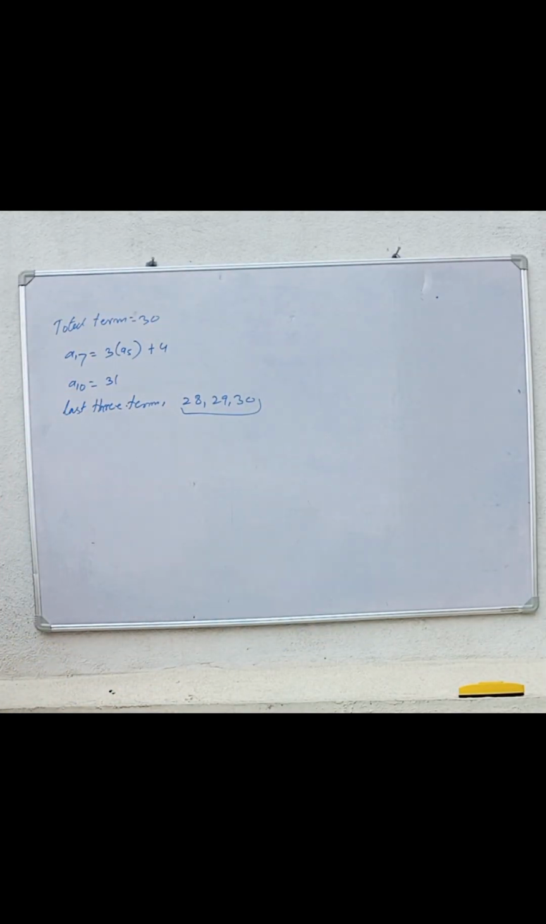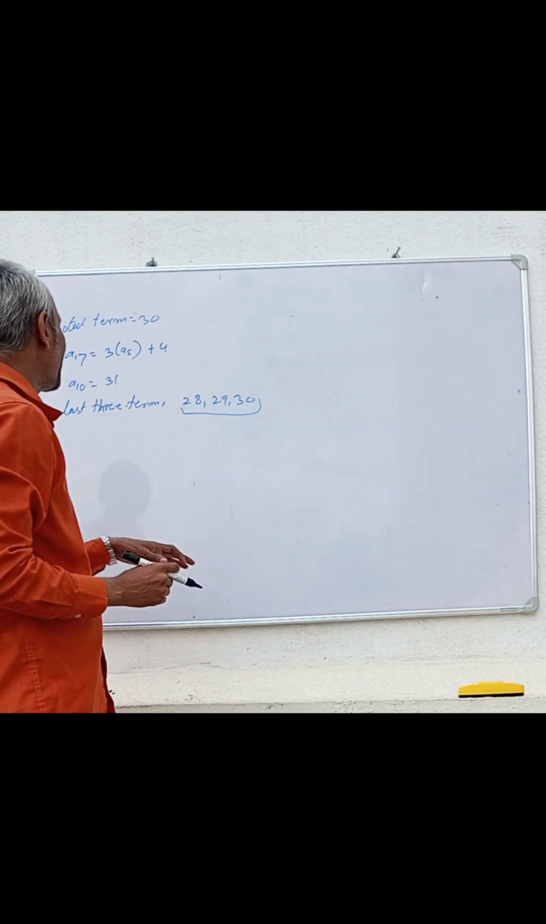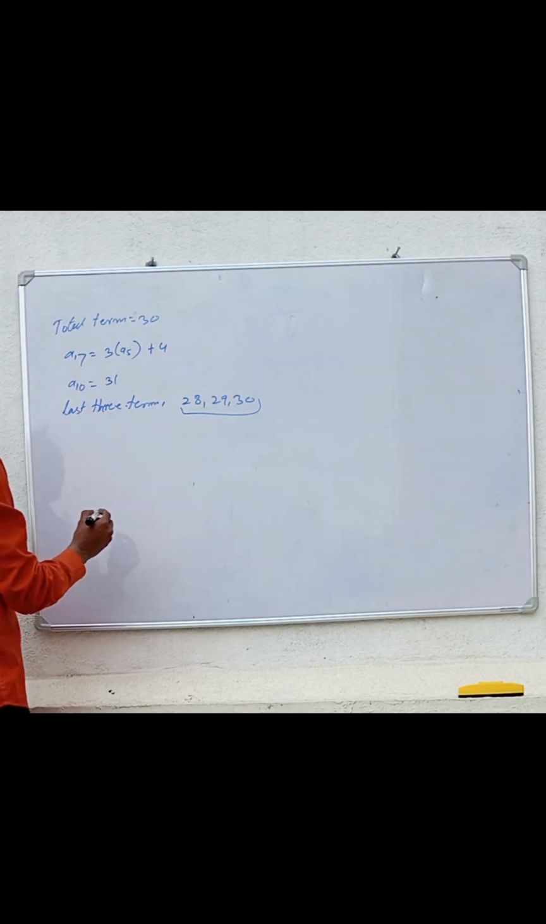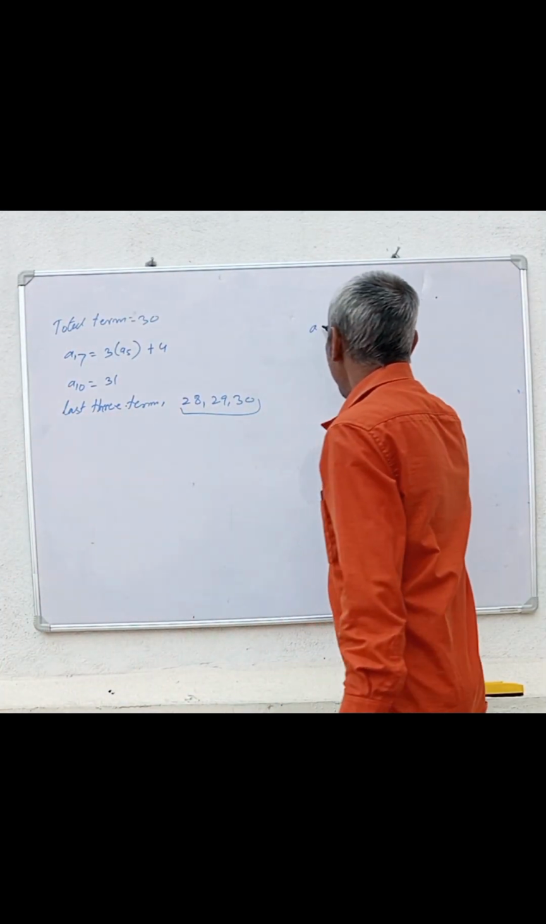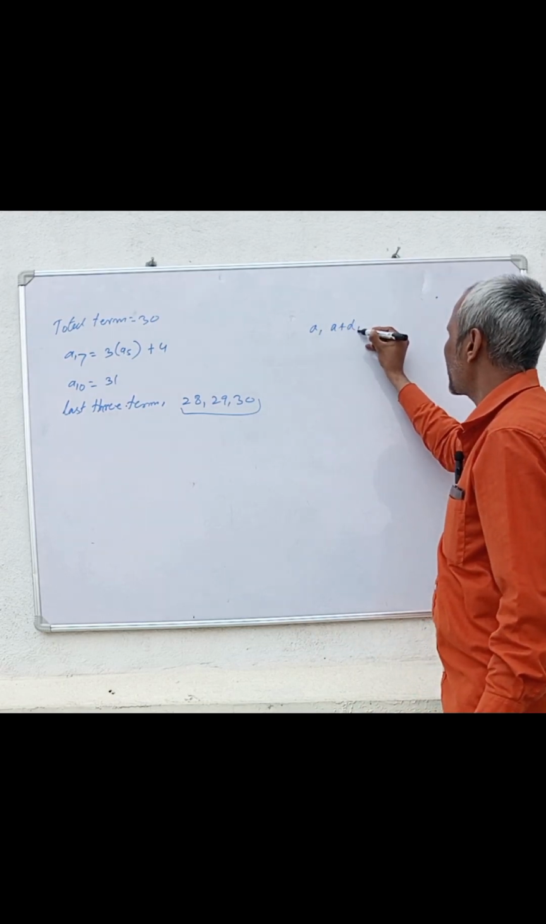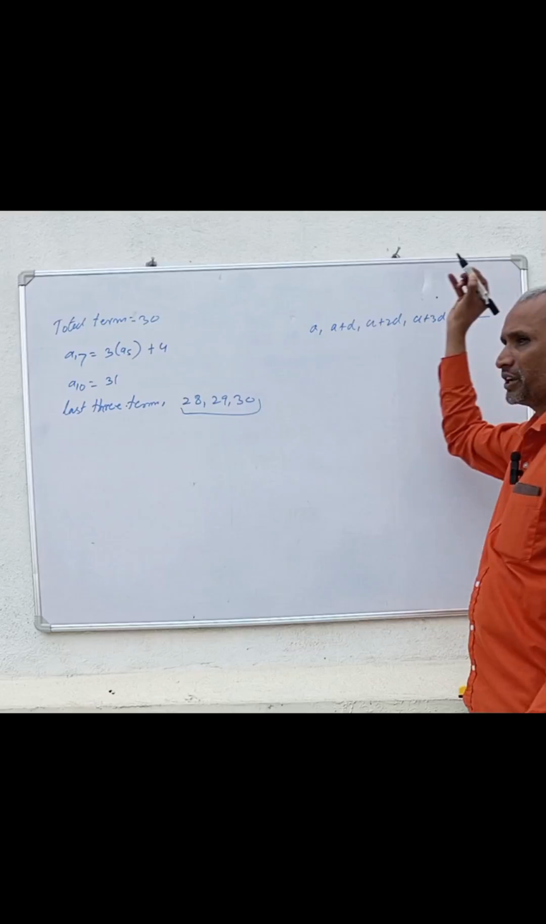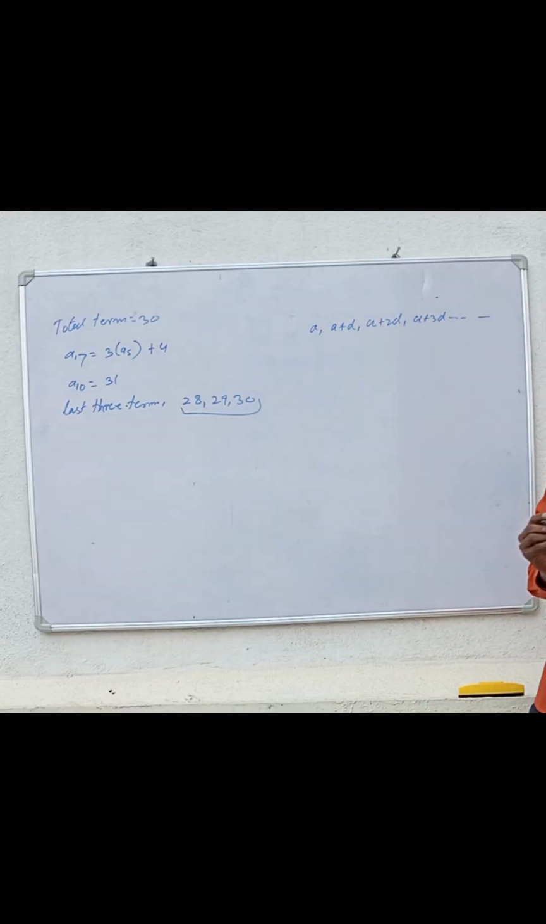Let's solve the question according to the equation given. First of all, we are solving it in the general form. You know, AP in general form is A, A plus D, A plus 2D, A plus 3D and so on. It is the general form of an arithmetic progression.